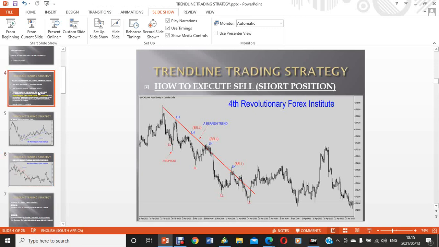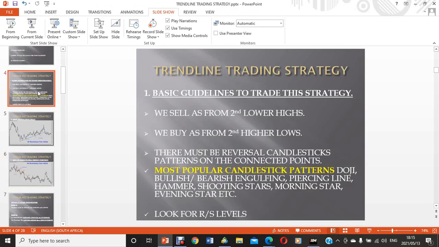So let's just summarize them. Firstly, we buy from the second higher low, and sell from the second lower high. Then we must look for a reversal candlestick pattern. The most popular candlestick patterns are doji, engulfing pattern, piercing line, dark cloud cover, hammer, shooting star, morning star, evening star. And then we must also look for a resistance or support level, or a demand or supply zone. Then after that, you can execute a trade. So traders, this is all we have for this lesson.